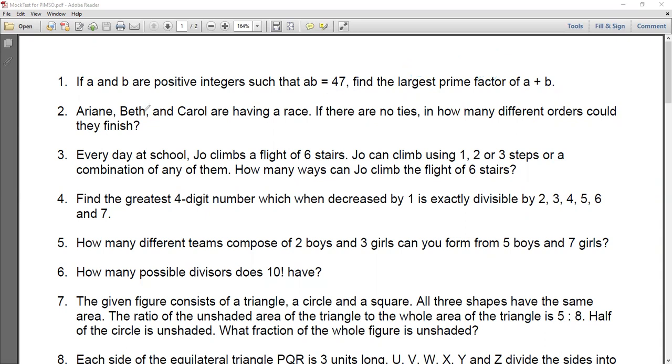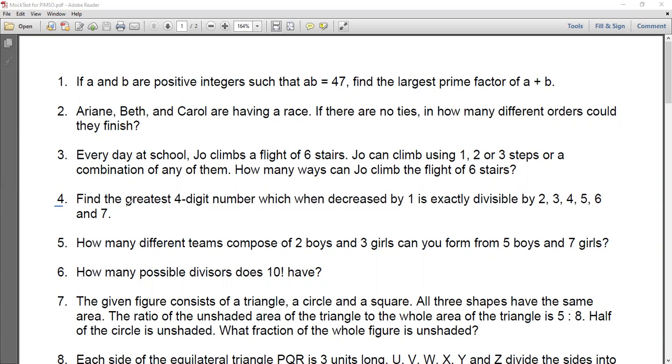Next, number 3. Again, number 3, I'll explain it later because this is a long solution. So let's move on first to number 4. Find the greatest 4-digit number which, when decreased by 1, is exactly divisible by 2, 3, 4, 5, 6, 7. What you are going to do here is simply identify the LCM.